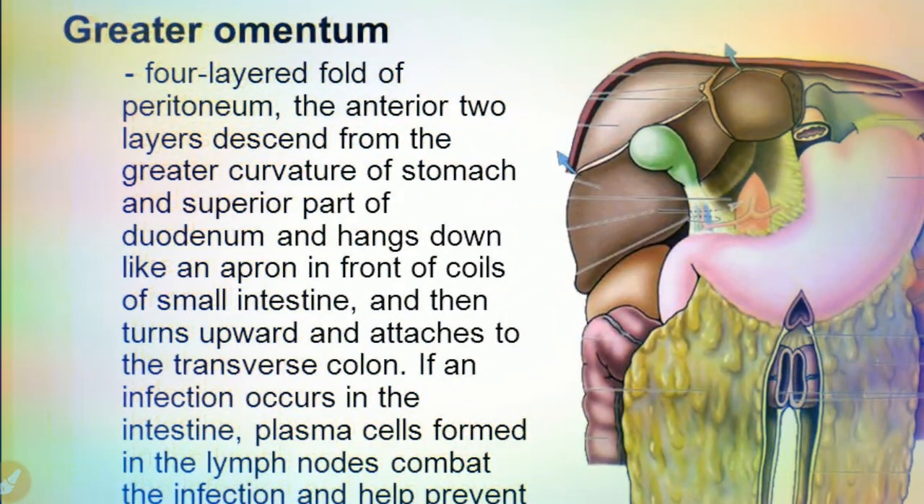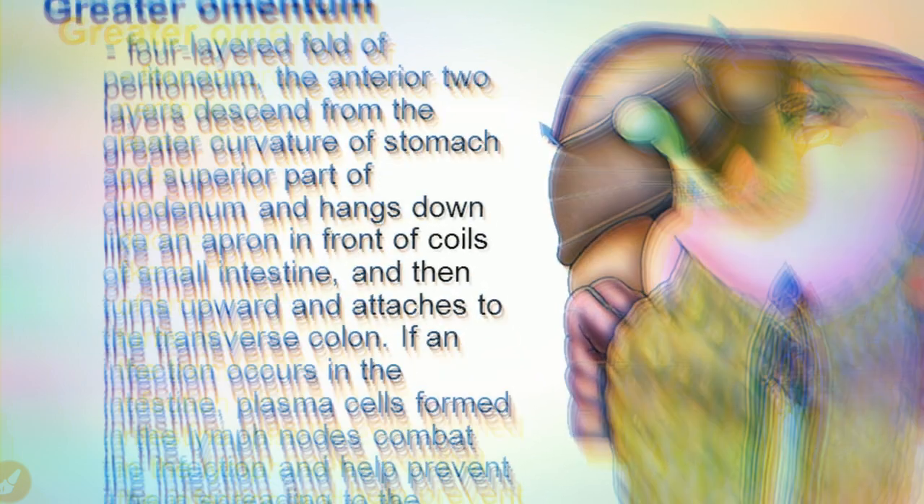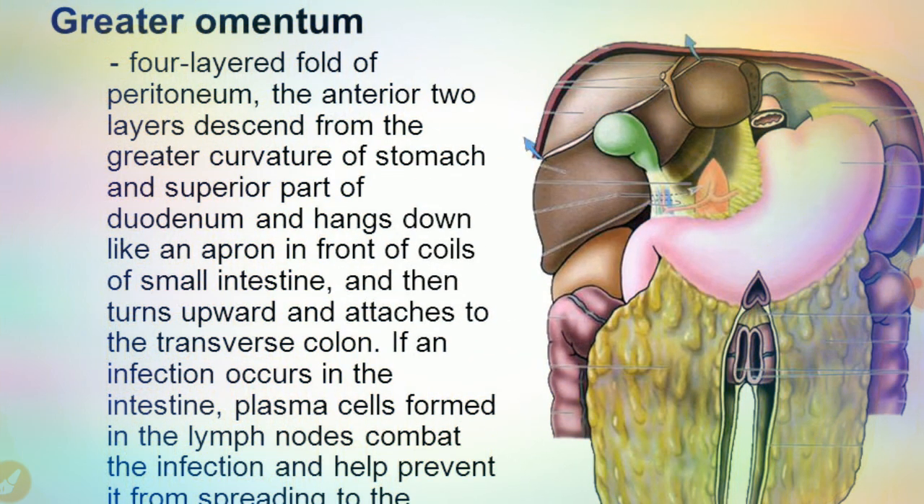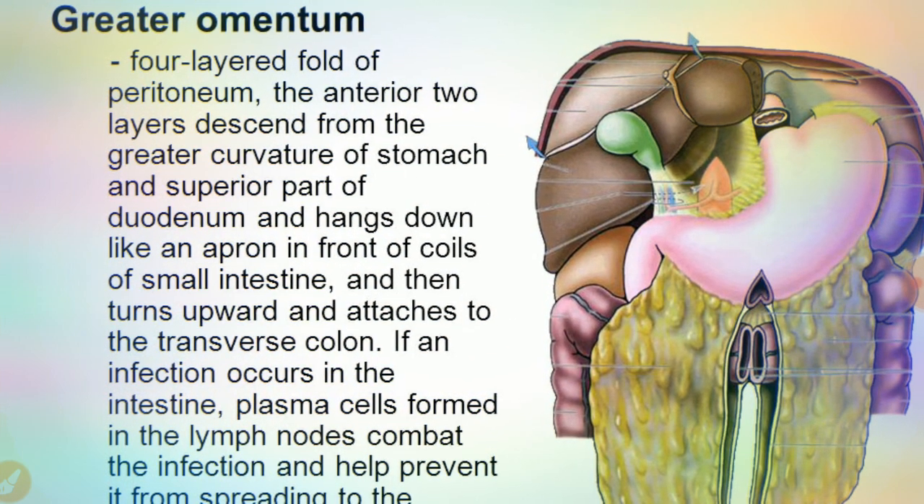Coming to the next point of the greater omentum, it is a four-layered fold of peritoneum. How many layers are present in the greater omentum? The greater omentum consists of four layers. The anterior two layers descend from the greater curvature of the stomach and the superior part of the duodenum, and they hang down like an apron.